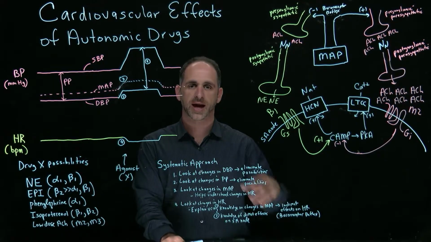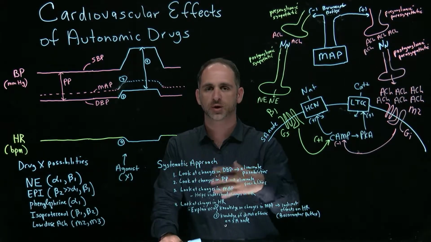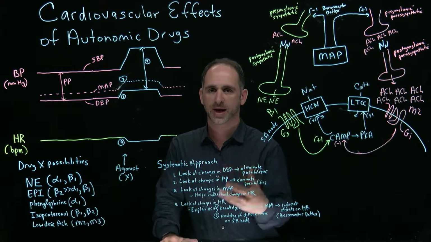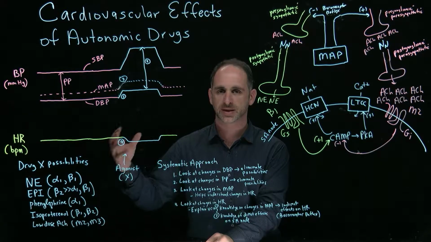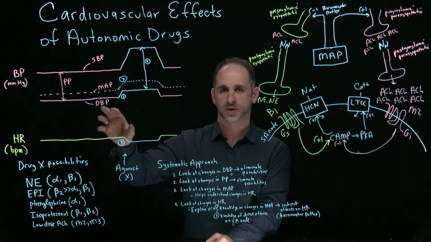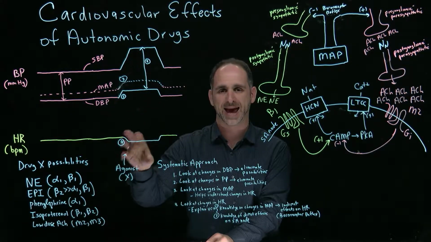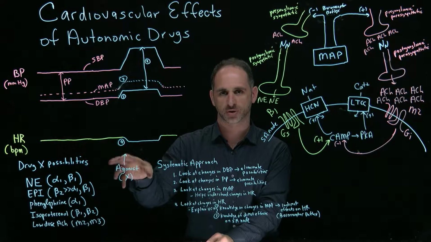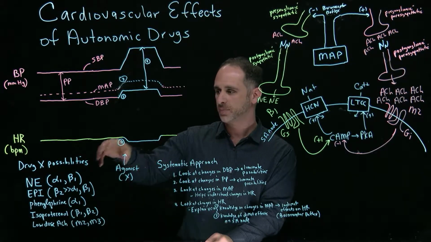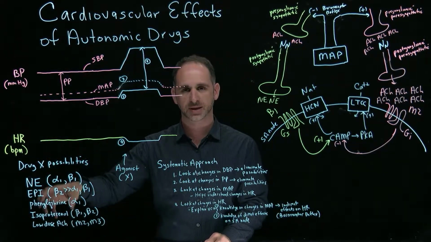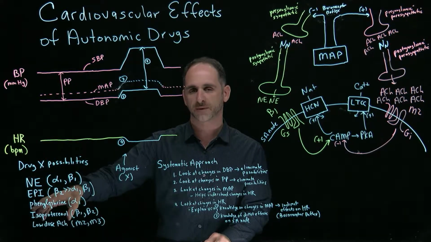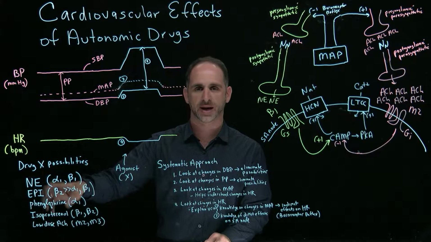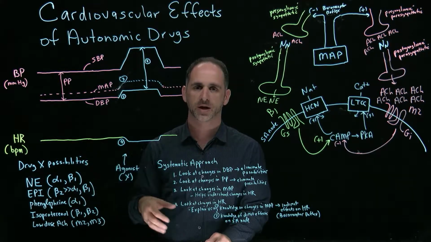So now we're going to look at a specific example of how you would use the systematic approach to answer a question that gave you drug possibilities to pick from. And in this case, we'll use the same example that we've been looking at of just an agonist, and we call that drug X. And the possibilities are listed here: norepinephrine, epinephrine, phenylephrine, isoproterenol, and low-dose acetylcholine.